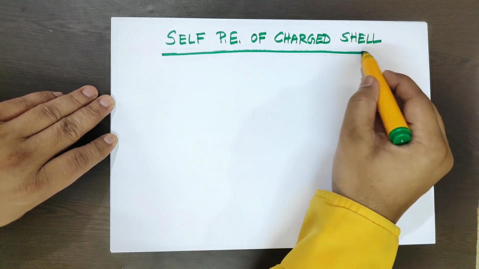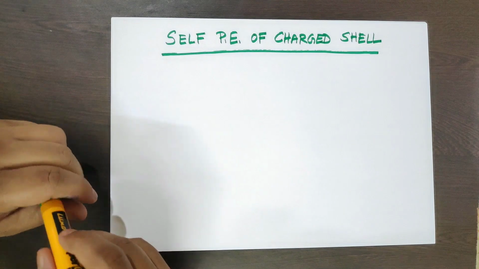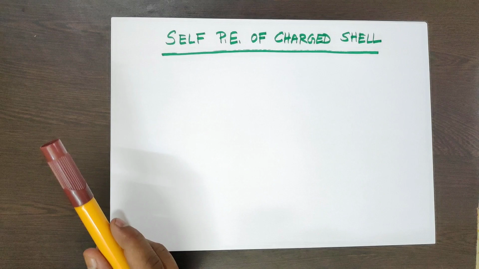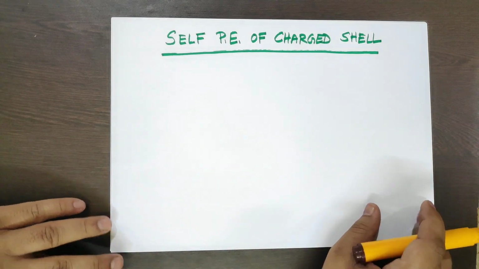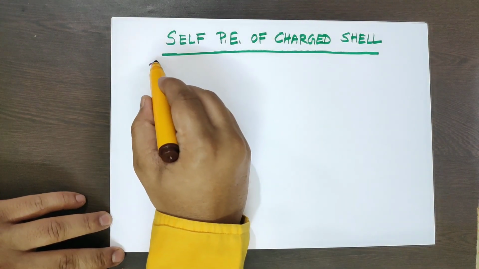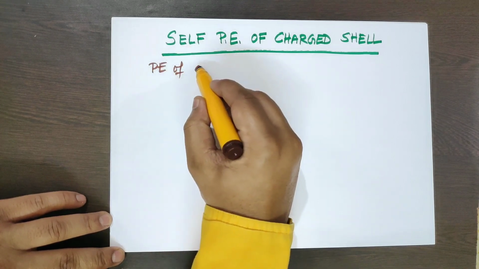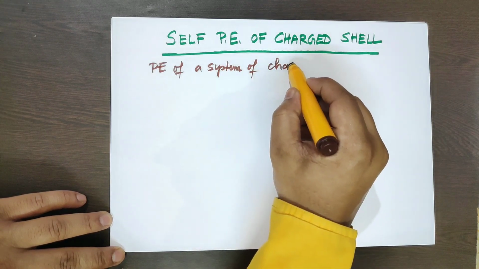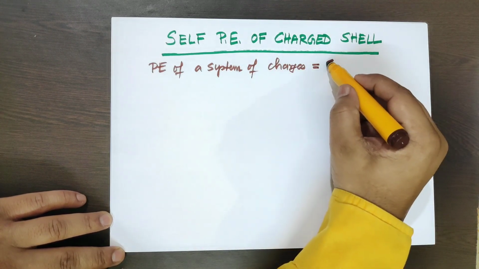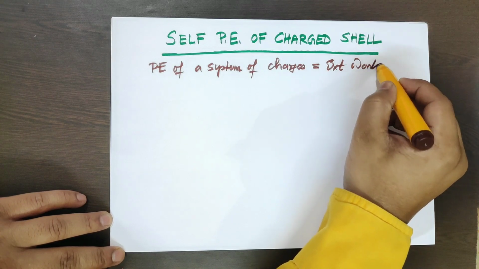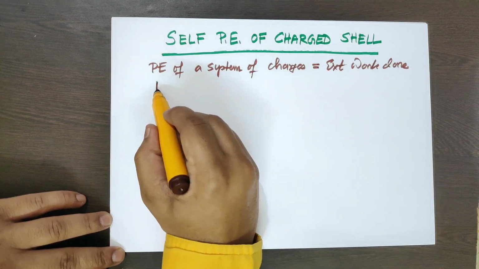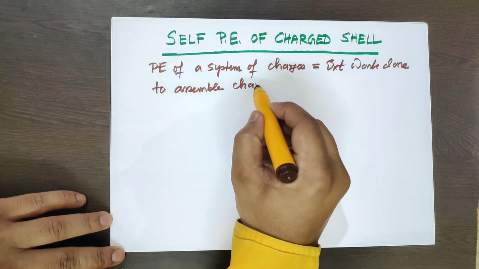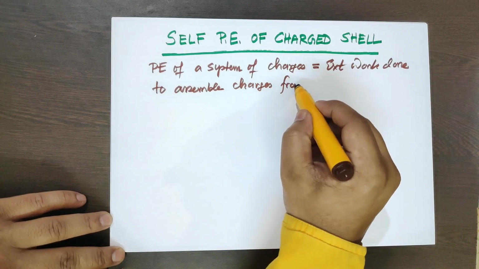Okay. Now, we just have a brief recap on potential energy of a system of charges. So, how do you define potential energy of a system of charges? It's like this: potential energy of a system of charges is equal to the external work done to assemble the charges in their own place from infinity.